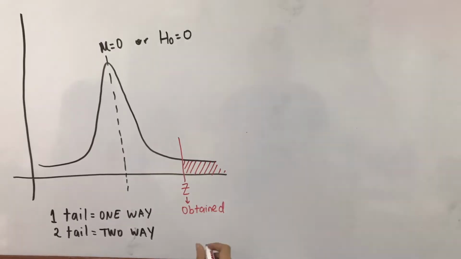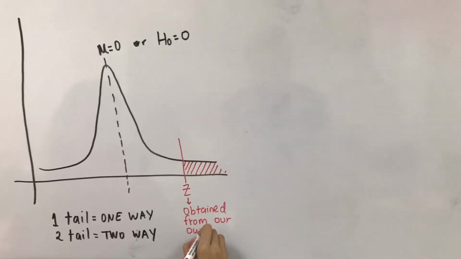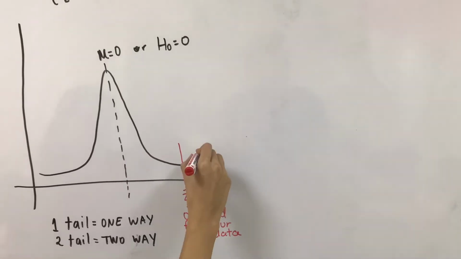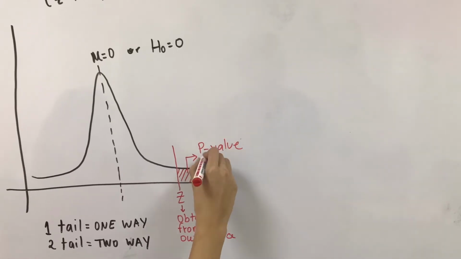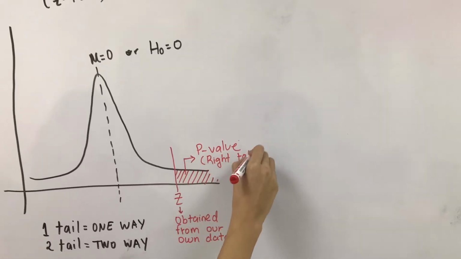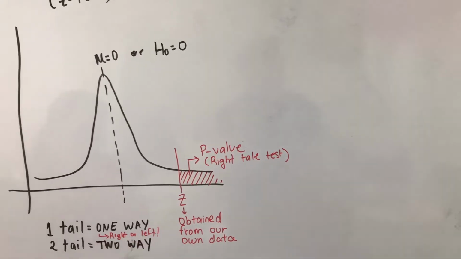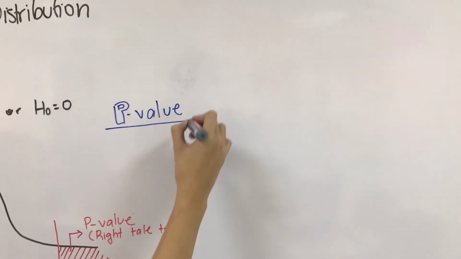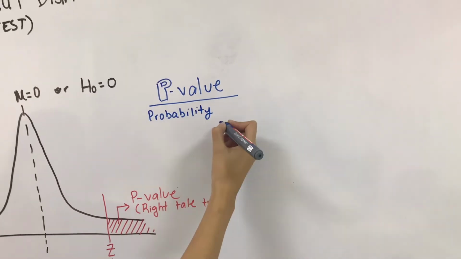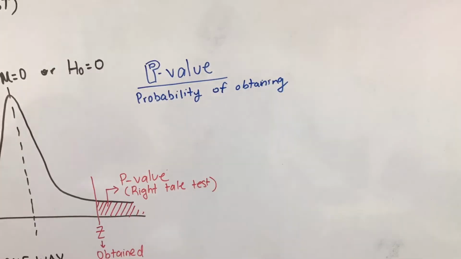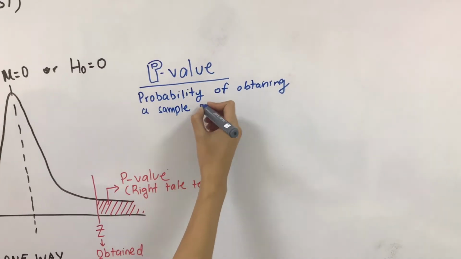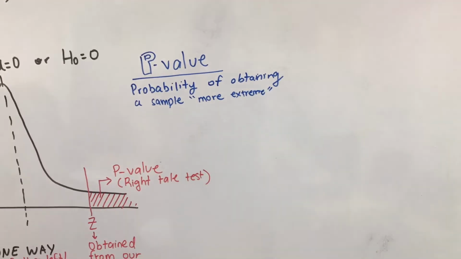In the normal distribution of the population, a z-value is obtained from our own data through calculations. Based on this value and analyzing through a specific table of z-values, a p-value can be obtained. The p-value is defined as the probability of obtaining a sample more extreme than the ones observed in your data, assuming a null hypothesis distribution.